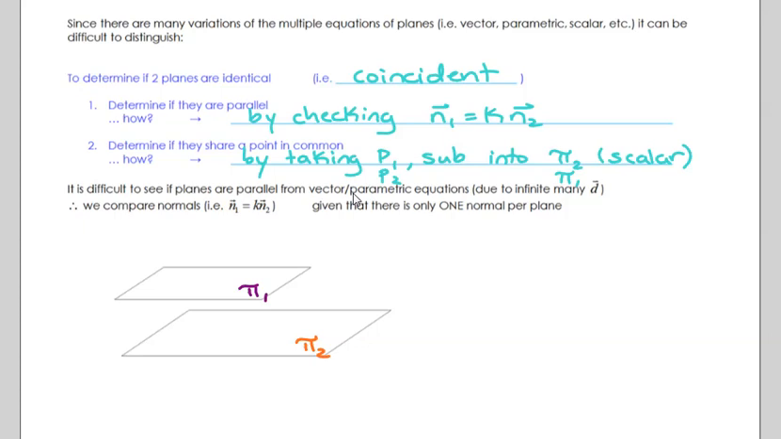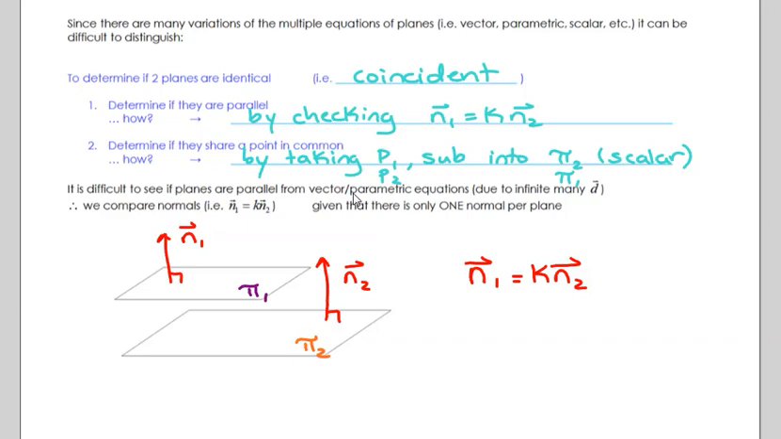We can tell if two planes are identical, as in they lie on top of each other, or they're coincident, by checking to see if their normals are scalar multiples of each other. First of all, they could have scalar multiples of their normals. So let me just draw both normals. This one has a normal that goes this way, and this guy has a normal that goes this way. We'll just call this normal 1 and normal 2. If they're parallel, they will be written like this, as scalar multiples.